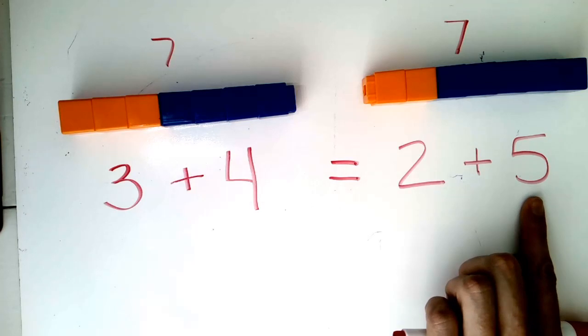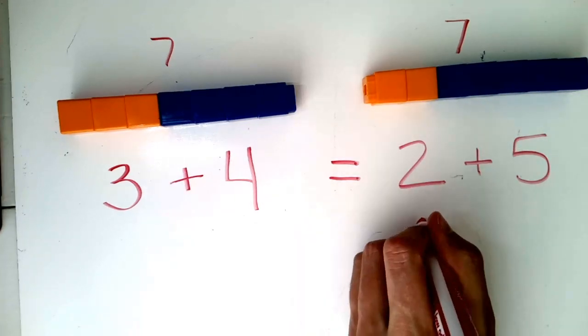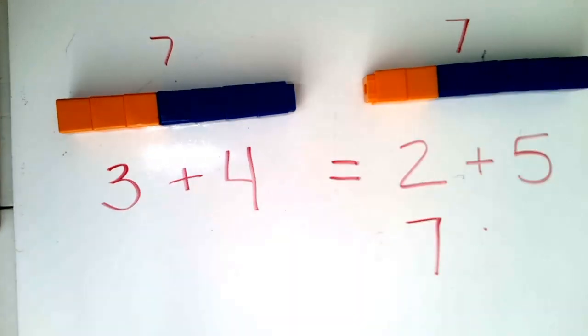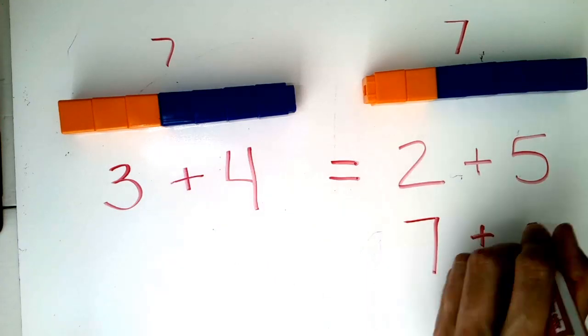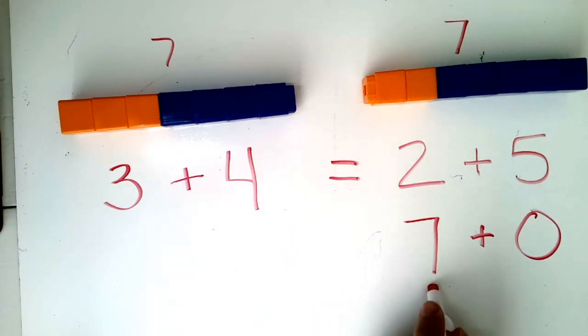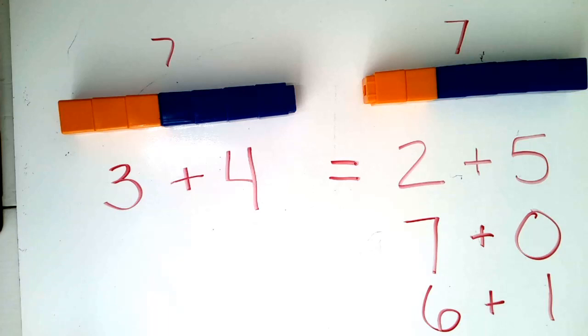Awesome, maybe you came up with something different. Well, yeah, you could do 7 and 0. Or maybe you came up with 6 and 1. That's another way to make 7. Okay, all of those are equal.